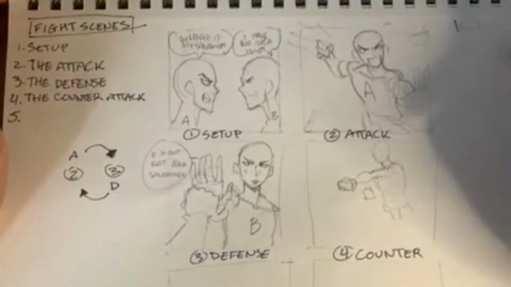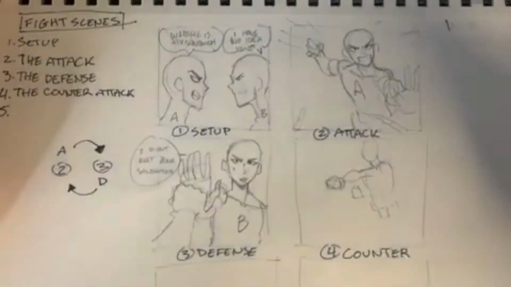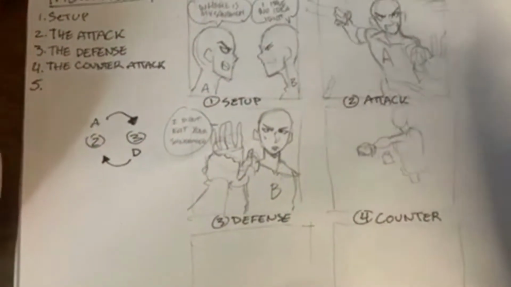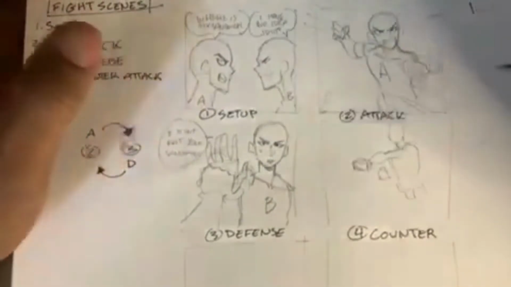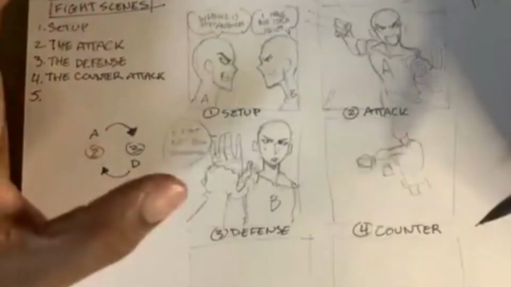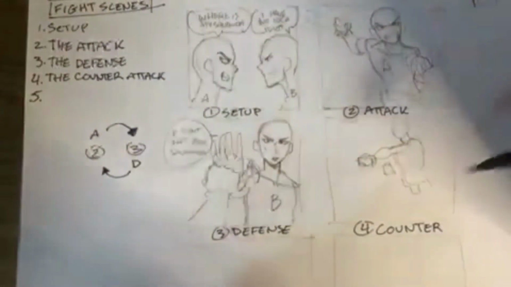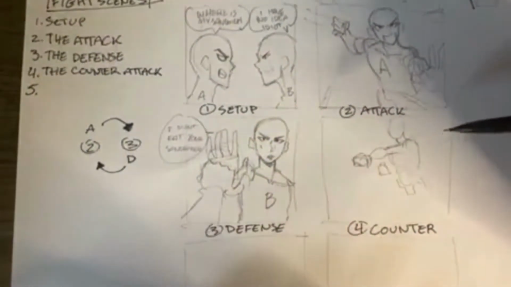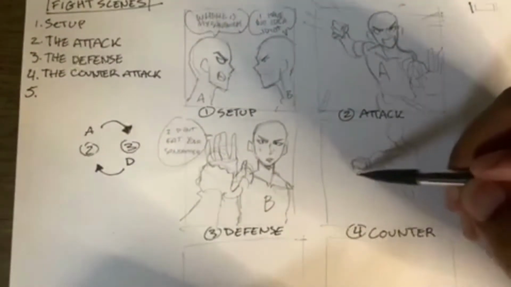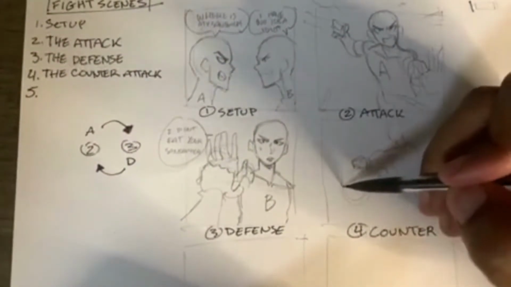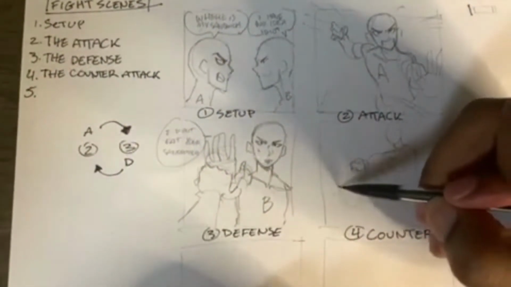Alright, so my phone is really tripping with me with the storage space, but anyway, so where was I at? So we got the setup of the fight, we got the attack, the defense, and now we're on the counter attack. So character B is actually now attacking or countering character A's attack by attacking him. So I'm just drawing that out. I'm just trying to draw this out.